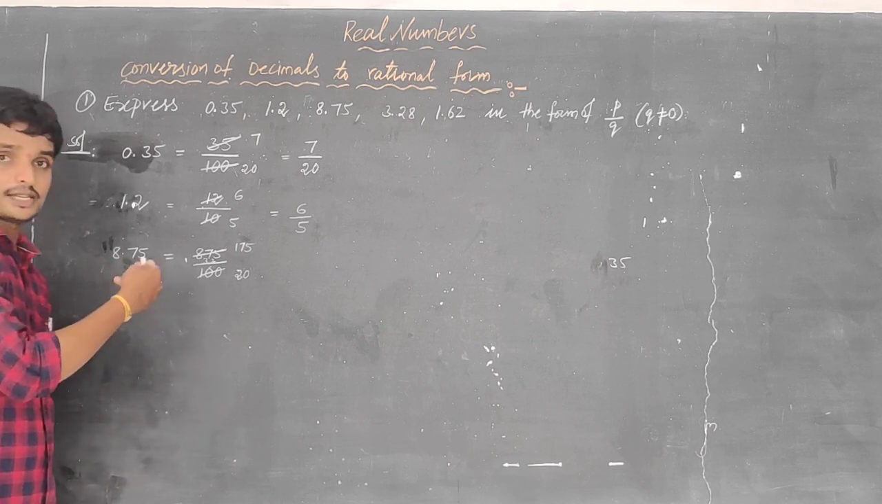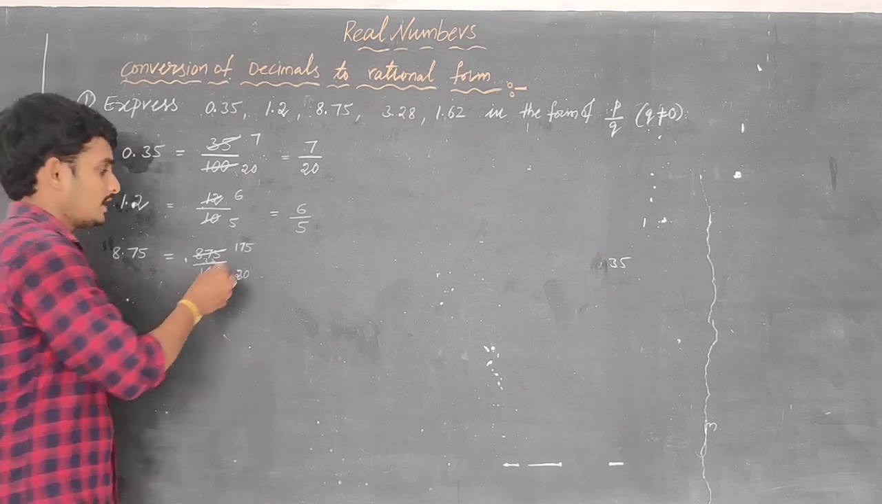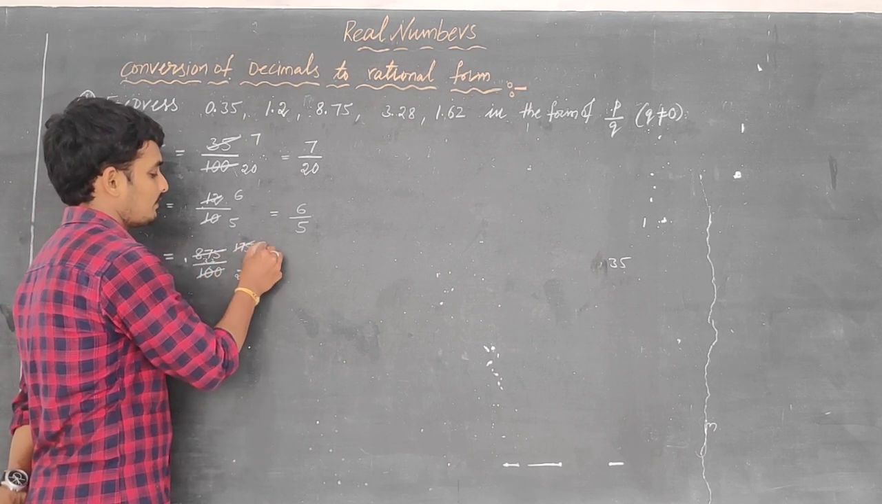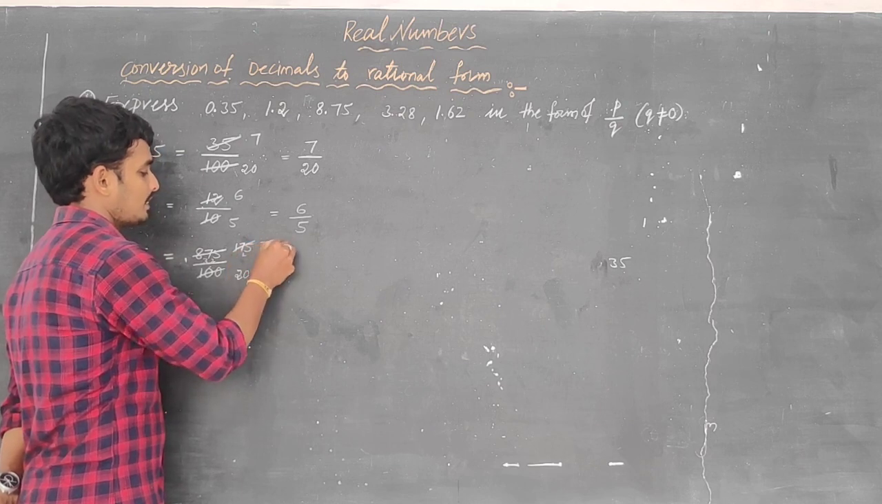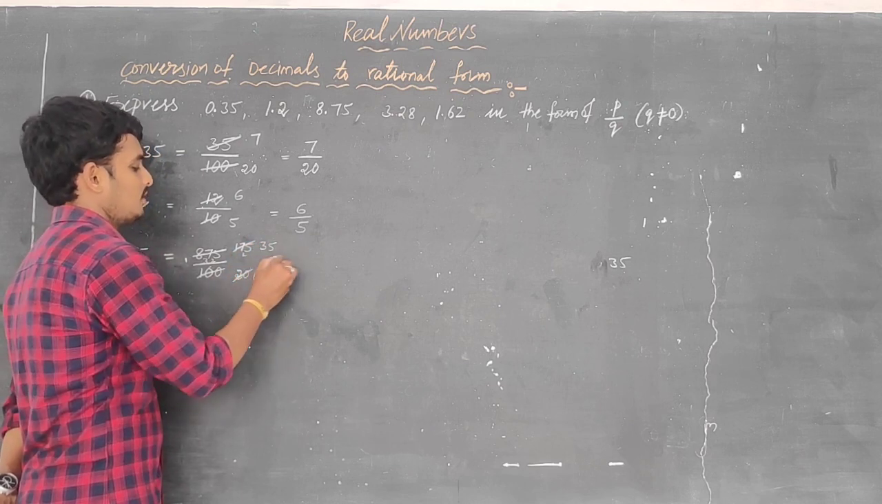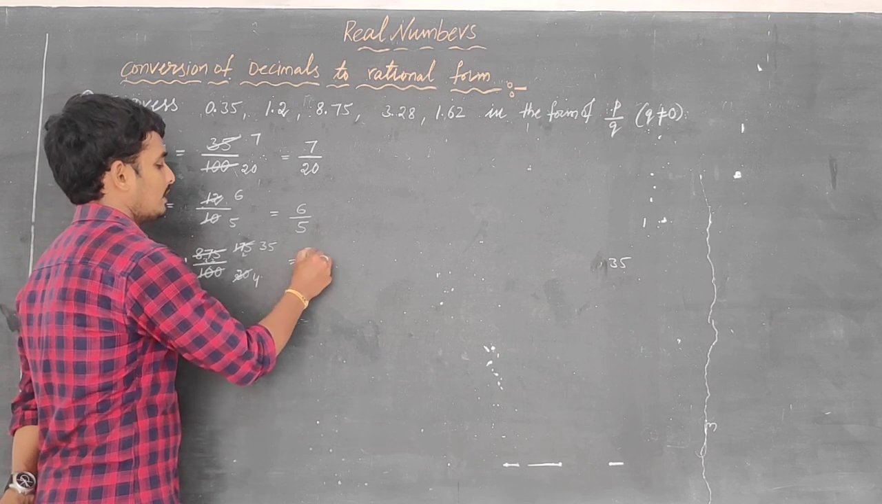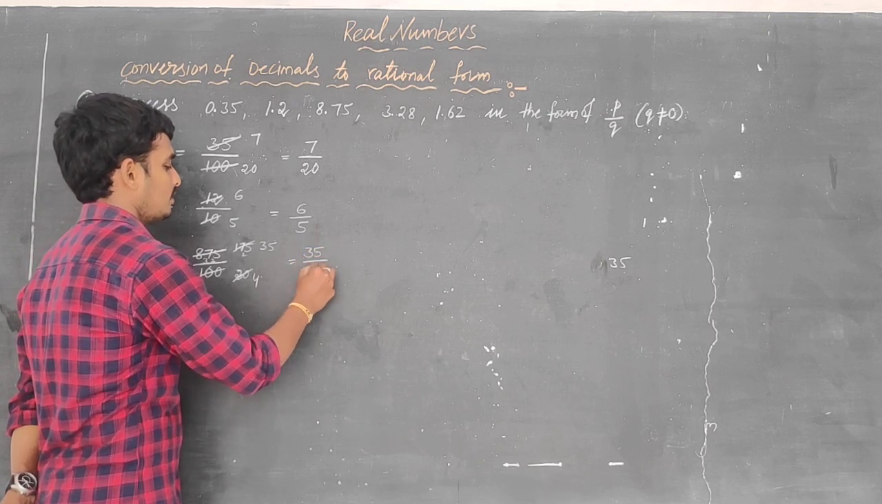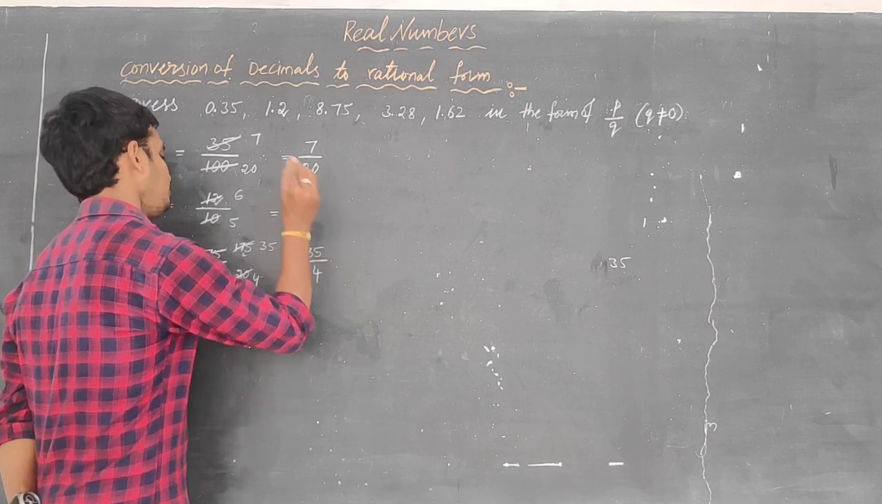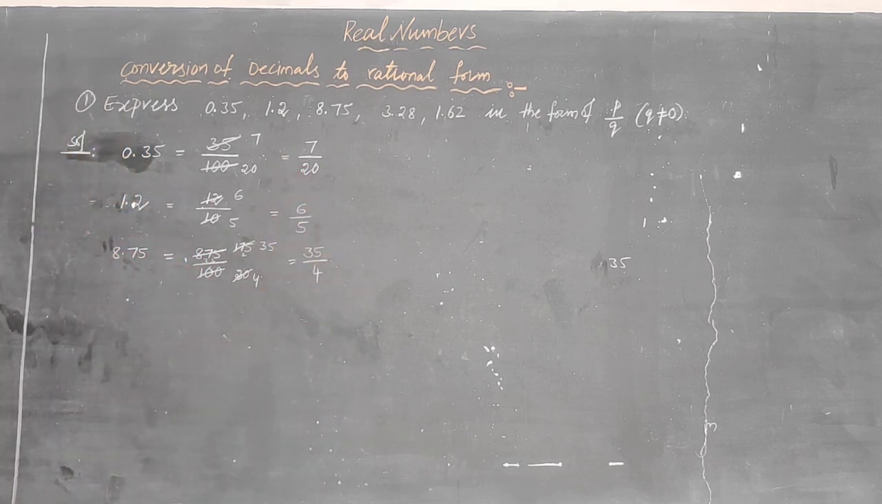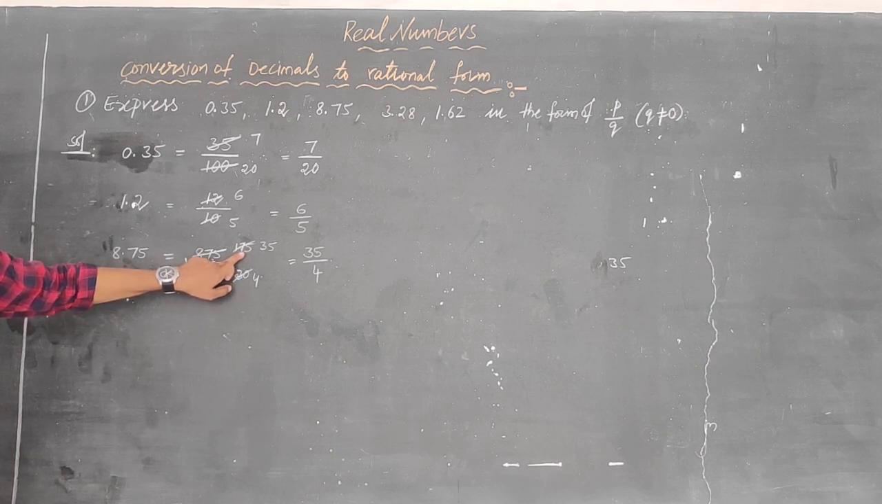Correct. Again the 5 table is cancelled. 3 times are 15, 25. 5 times. Here the 5 table cancels 4 times. Now I am getting 35 by 4. What is the answer? 35 by 4 is the answer. That is the rational form of 8.75.